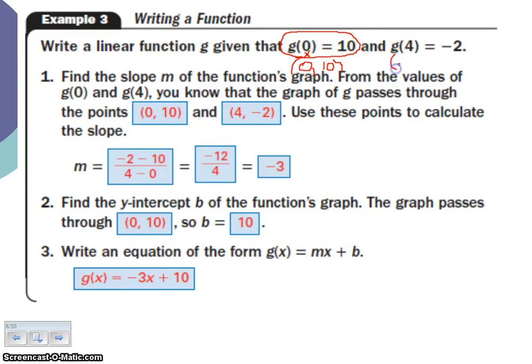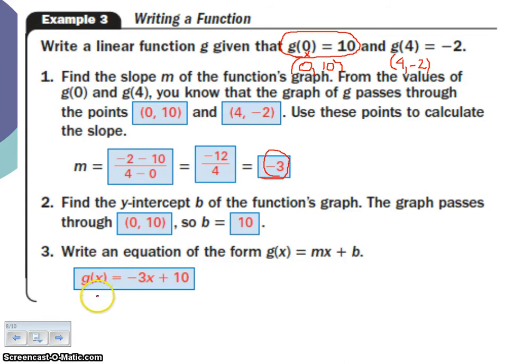So g of 4, that means x is 4 and y is negative 2. They're ordered pairs. What you can do is once you have two ordered pairs, you can actually find the slope, which we did with negative 3, and then we can write the equation.